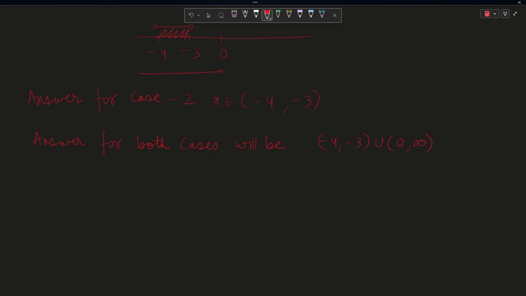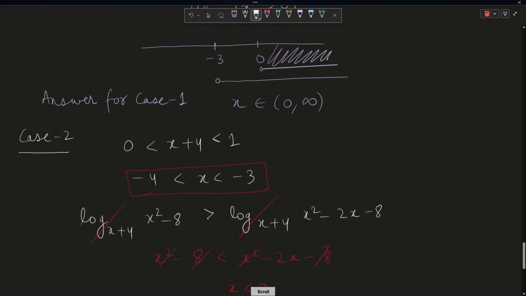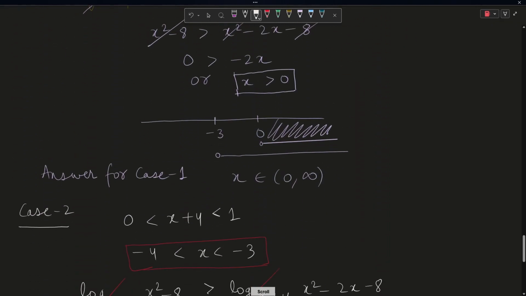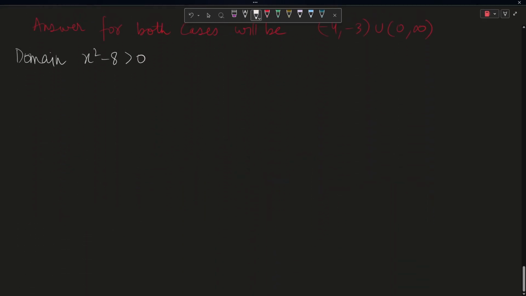Right? Now, this is the answer that we have calculated, but this is not the final answer, as the domain part is still left. To calculate the domain, we need to calculate x square minus 8 greater than 0. Now, where did the x square minus 8 come from? It is from this part: x square minus 8 greater than 0, and x square minus 2x minus 8 greater than 0.